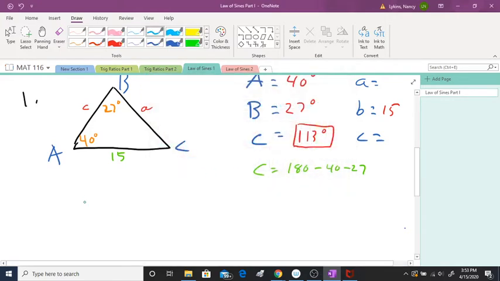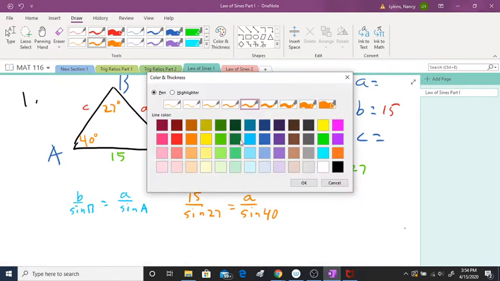So first of all, I know that I'm given B and I'm given my angle A. So I'm going to use sine of big B equals, I'm going to find little a, so I'm going to say little a over sine of A. Now from this point right here, I'm going to start filling in my blanks. My little b I know is 15. My sine of B is just sine of 27. I'm going to set it equal to, okay, I'm trying to find A, so I'm going to put that over sine of, my A is 40.